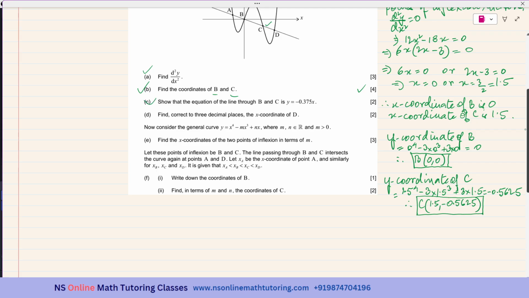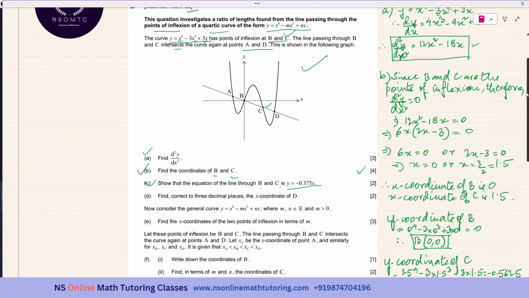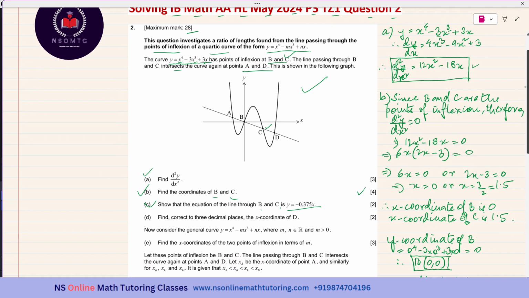Fine. So part C: show that the equation of the line BC is y equals negative 0.375x. Okay, so let me write the answer over here. We know that the line is passing through the point (0, 0), so the y-intercept has to be equal to 0.